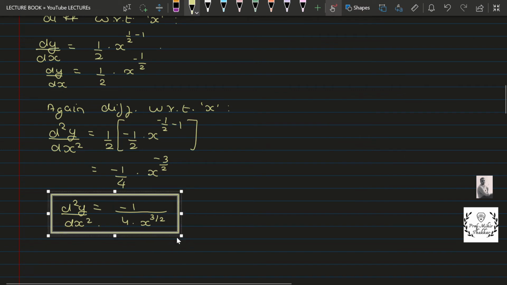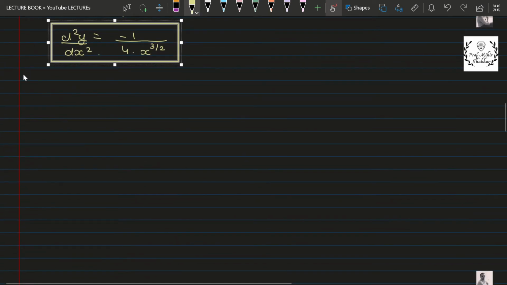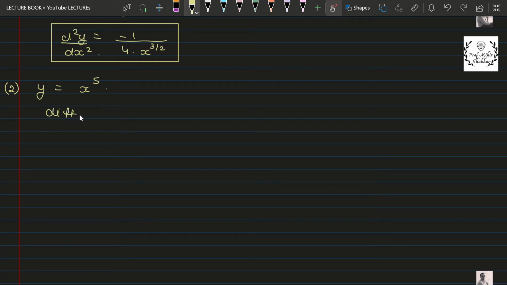So that was the sum number 1, students. Now let us understand sum number 2. It is y is equal to x to the power 5. Again, in order to differentiate this, I will use the formula for x raised to n. Differentiating with respect to x, derivative of y is dy by dx. And this is 5 into x to the power 5 minus 1, which is 5 into x to the power 4.